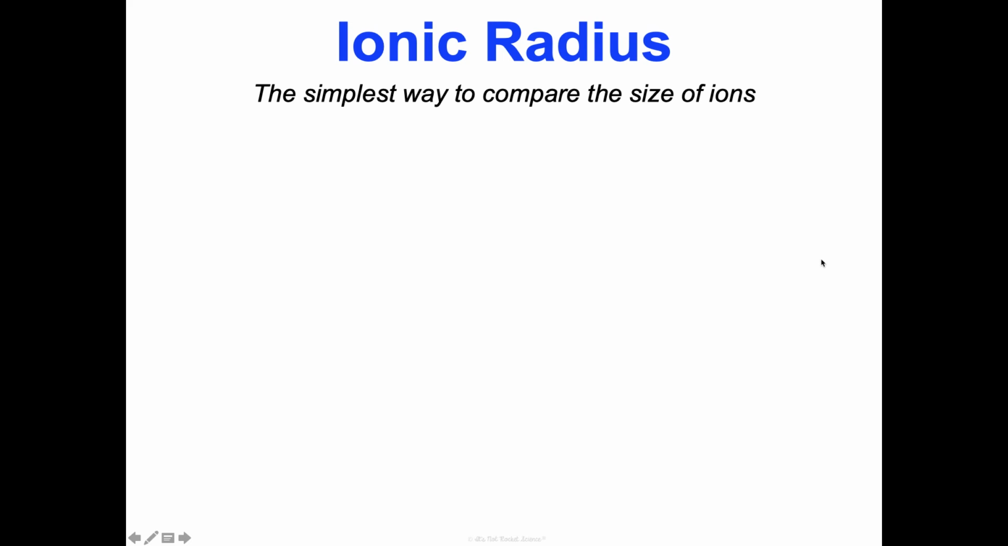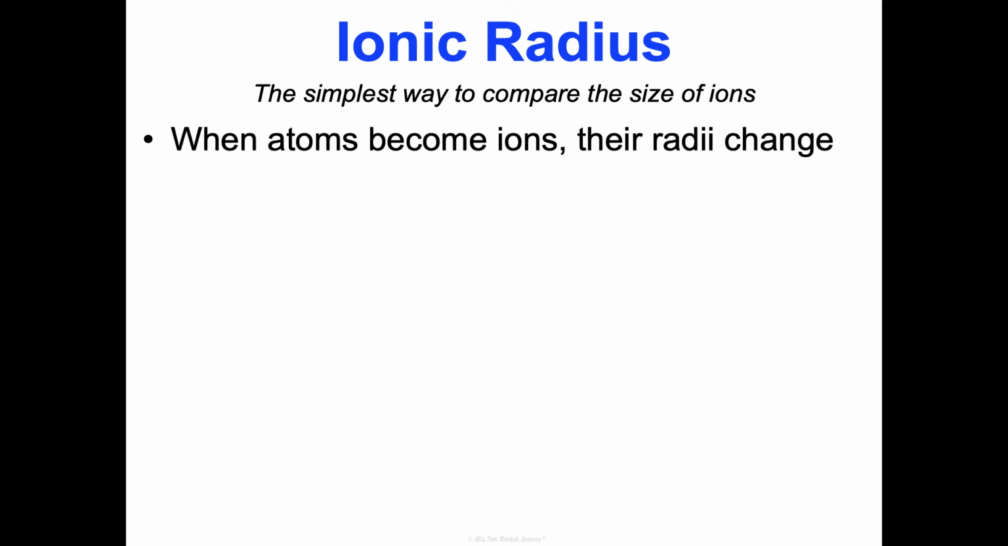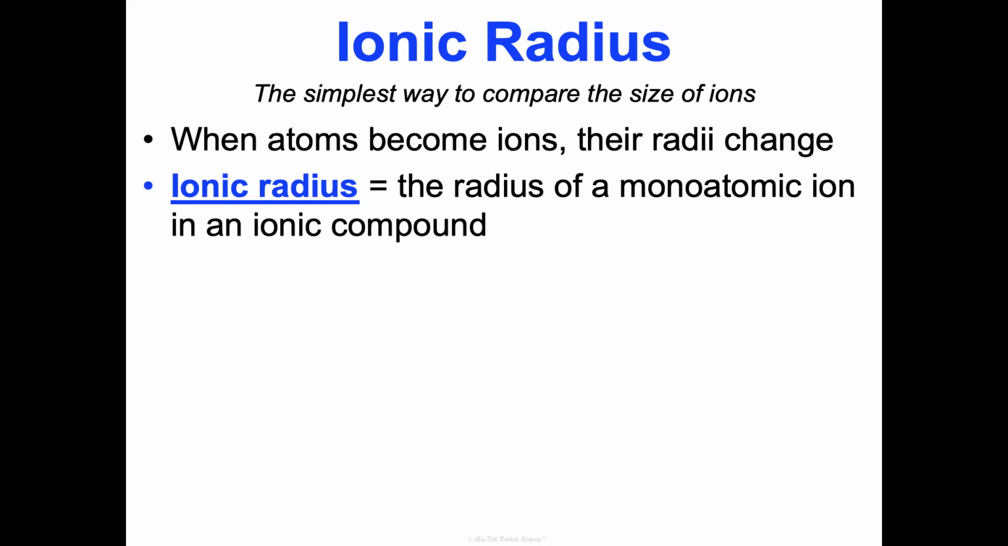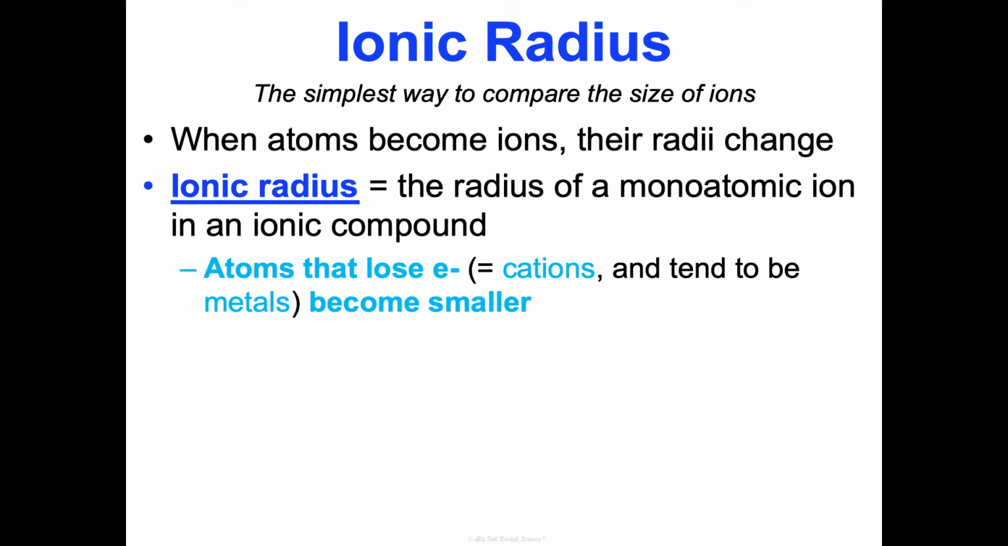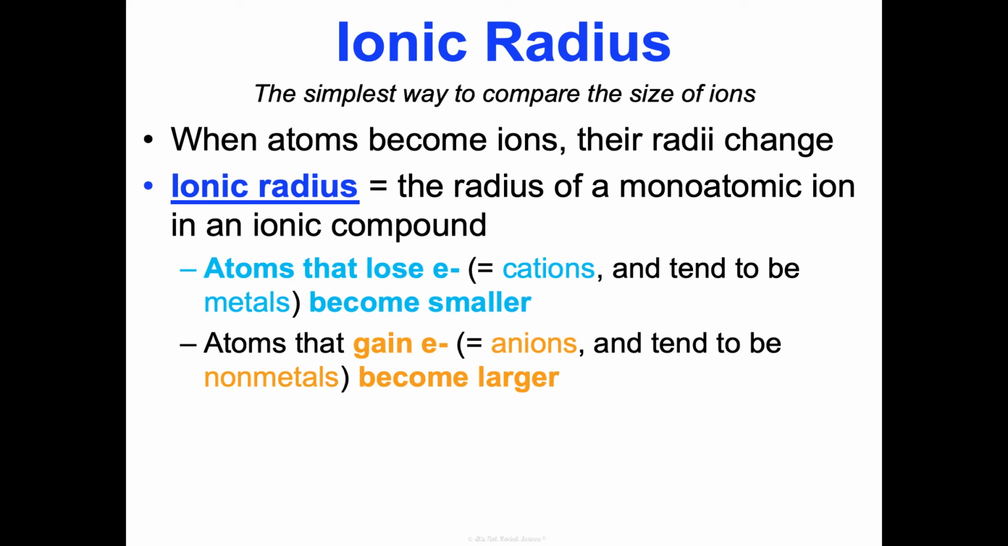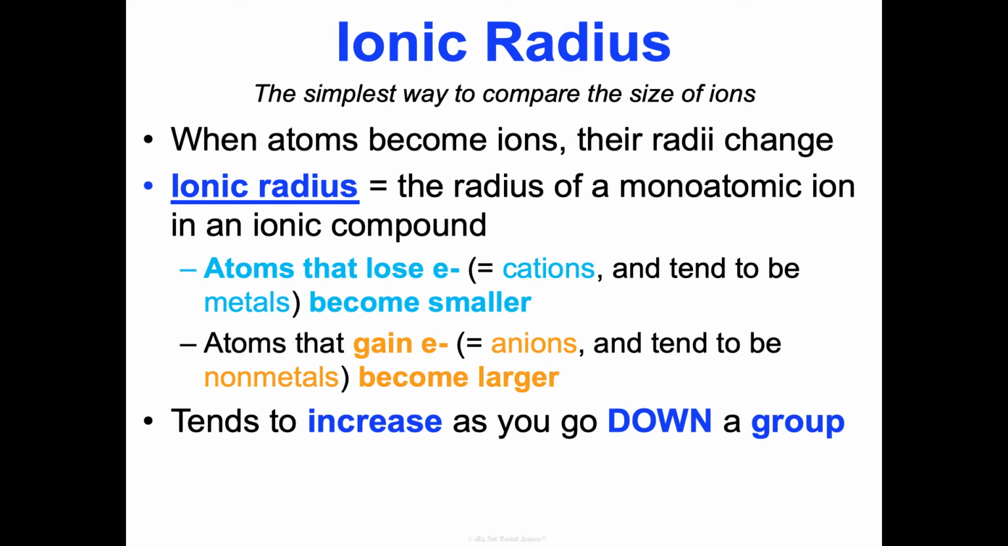Okay, the last trend we're going to talk about is ionic radius, which is how we compare the size of ions. So again, when atoms become ions, their radii are going to change because they're either gaining or losing electrons. The way we measure an ionic radius is by measuring the radius of a monoatomic ion within an ionic compound, like sodium within a sodium chloride compound. And what we see is that atoms that lose electrons, so these would be cations, which tend to be metals, are going to become smaller. And atoms that gain electrons, or anions, are going to become larger. And we see an increase as you move down a group.